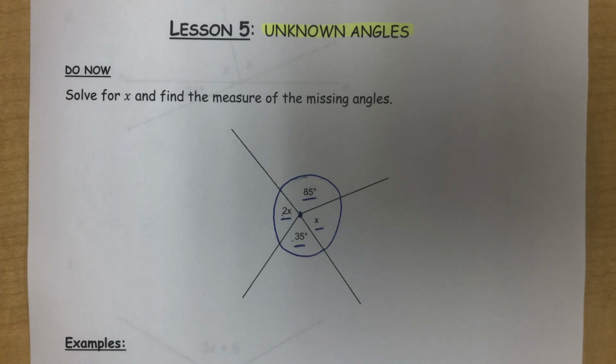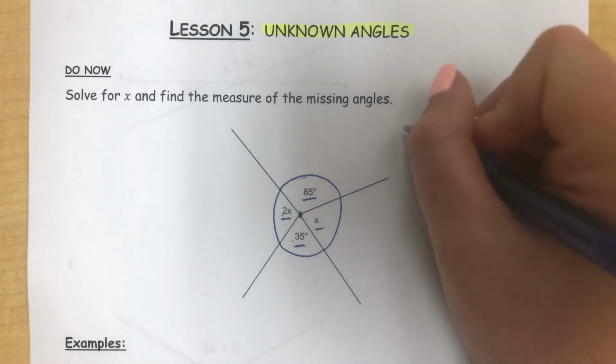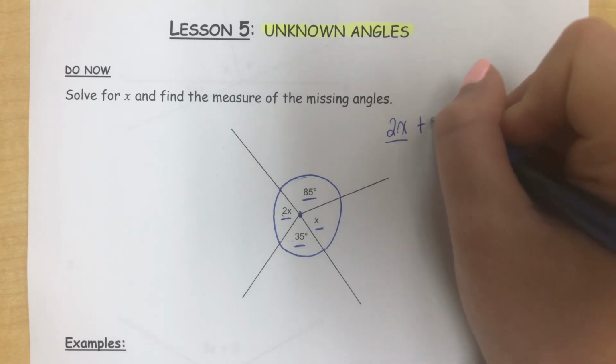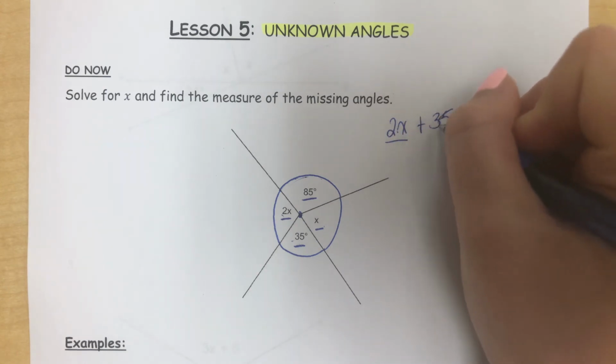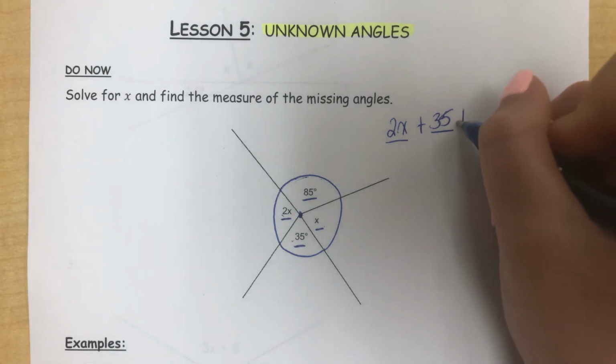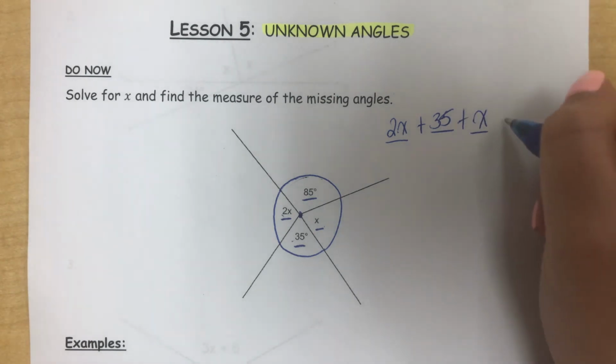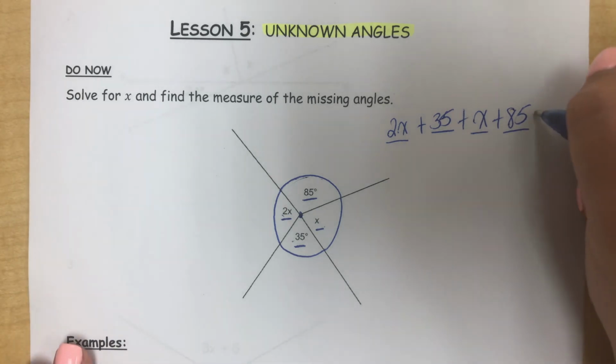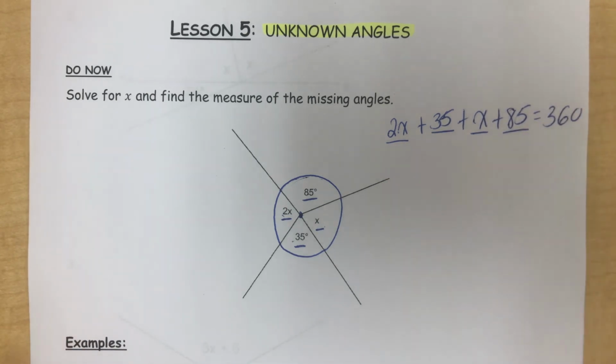So I'm gonna go ahead and set up that equation right now. We have 2x, which is my first angle, plus 35, which is my second angle, plus x, which is my third, plus 85, which is my fourth. And again, it should equal 360 because there's 360 degrees in a circle.